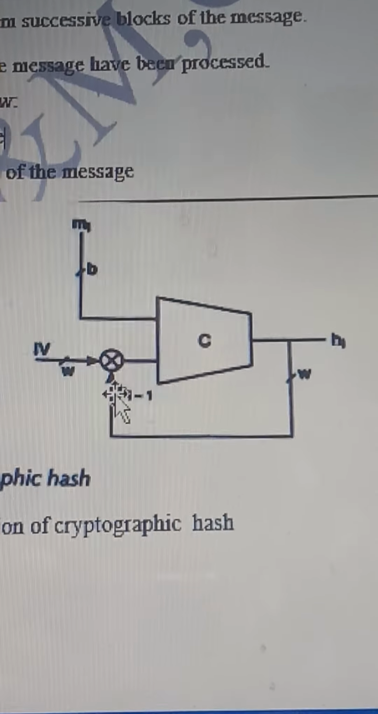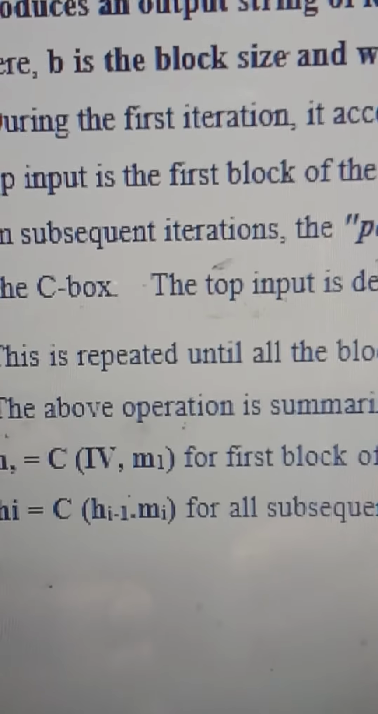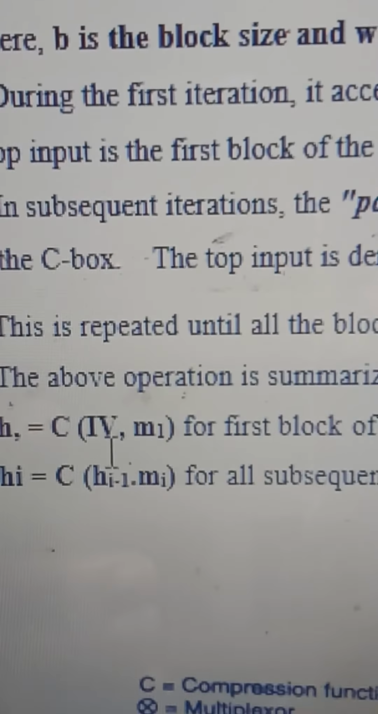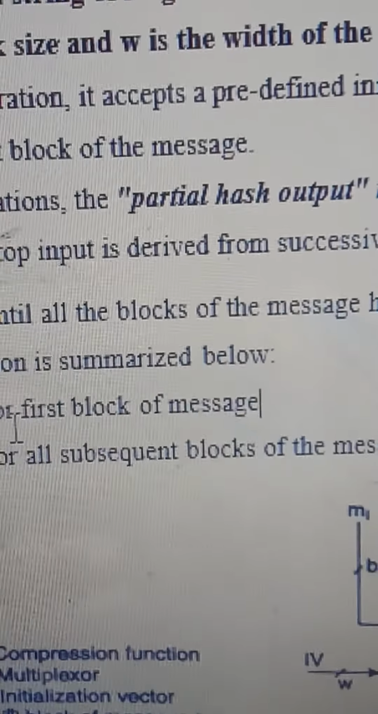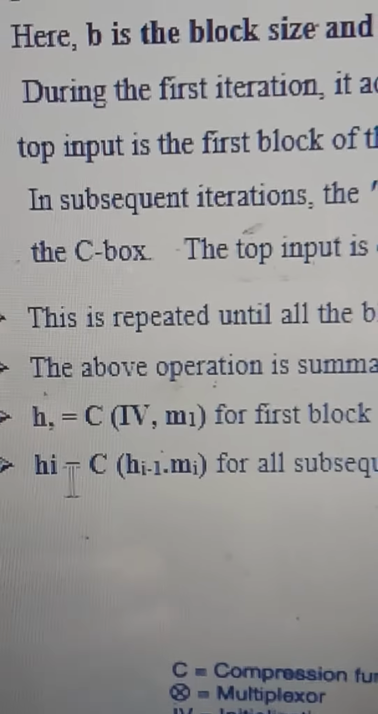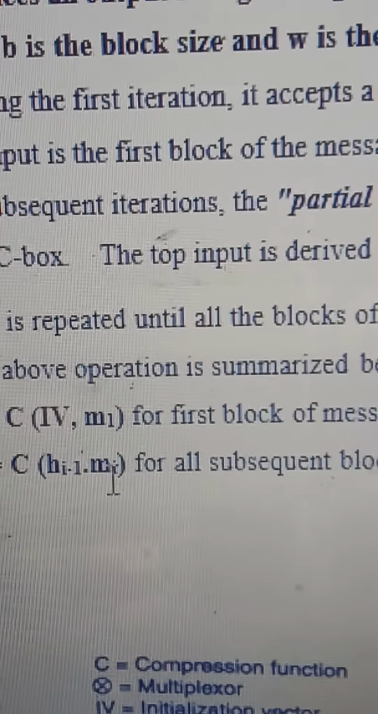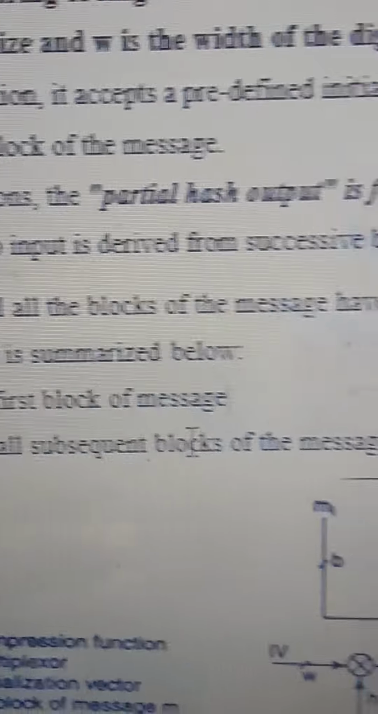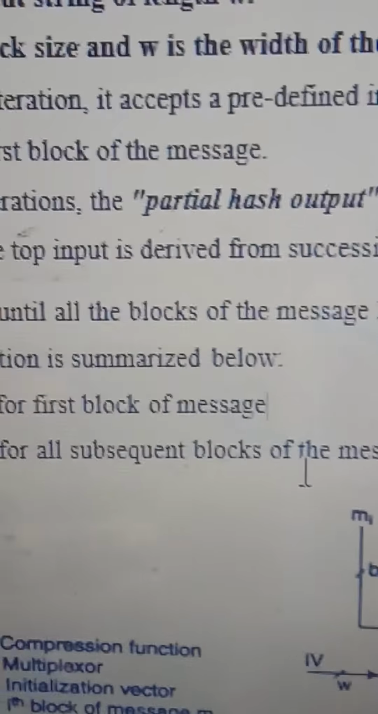So the equations we can represent like this. We have H equals C of initialization vector comma M1 for the first block of the message, and Hi equals C of Hi minus 1 comma Mi for all the subsequent blocks of the message.